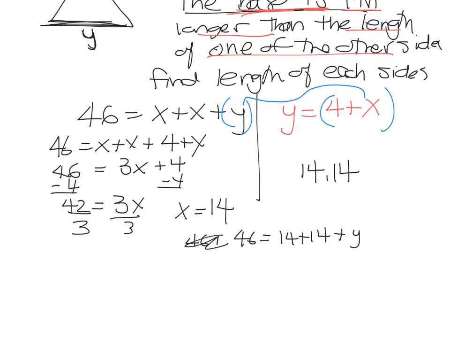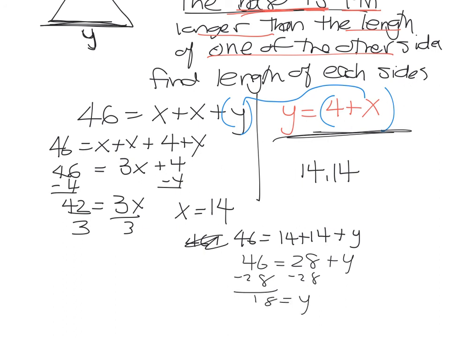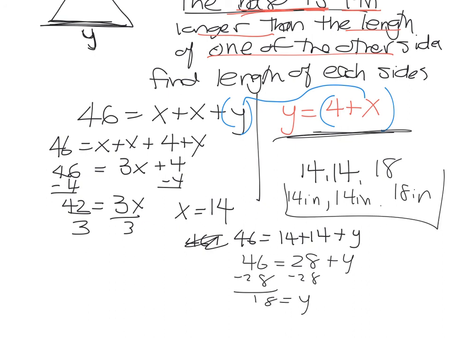So 46 equals 28 plus y. Subtract 28. We could have put it into this equation, which would have been a lot easier, but we get y equals 18. So our 3 sides are 14 inches, 14 inches, and 18 inches. And we found all of the lengths of that triangle.